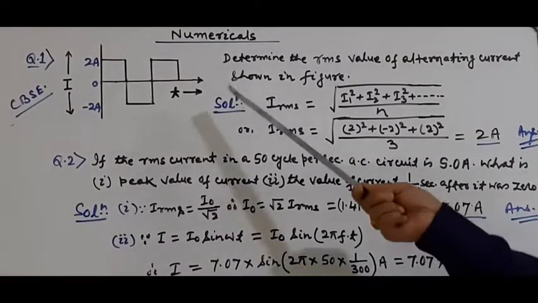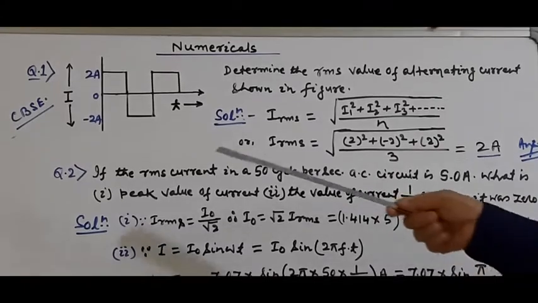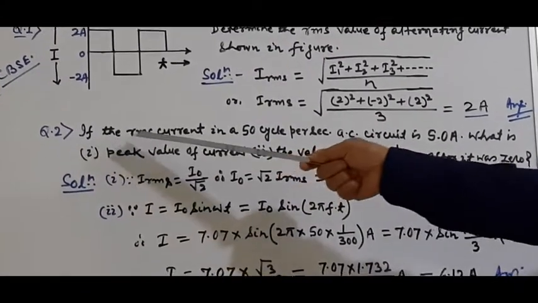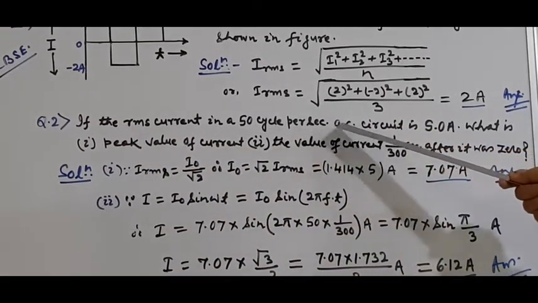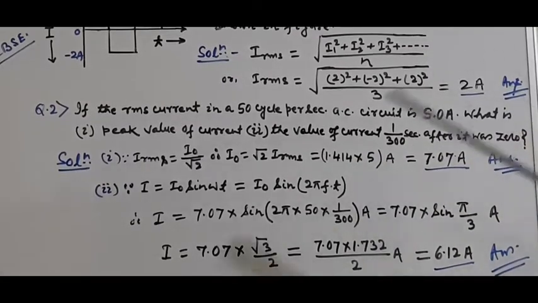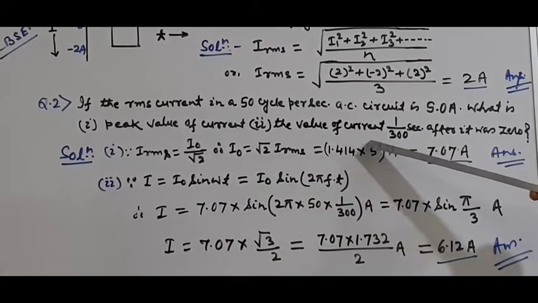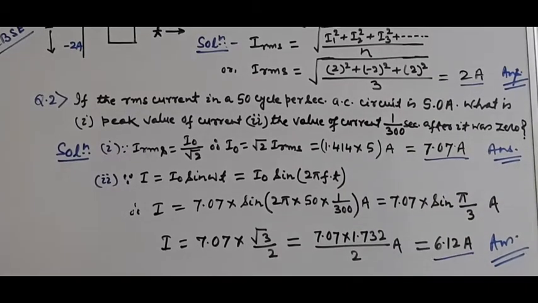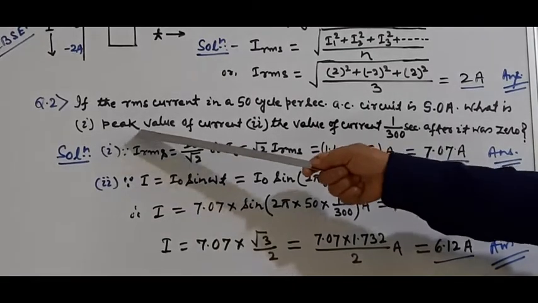So please solve more questions of this type from different books and NCERT. Look at question number 2. The question says, if the RMS current in a 50 cycles per second AC circuit is 5 ampere, then, number 1, what is the peak value of current? Number 2, what is the value of current 1 by 300 seconds after it was 0? So there is a solution for the peak value in part number 1.